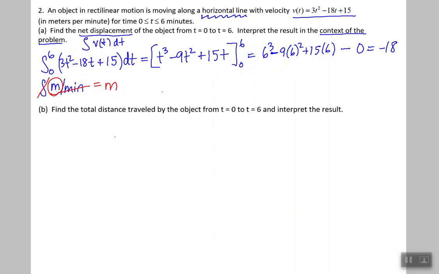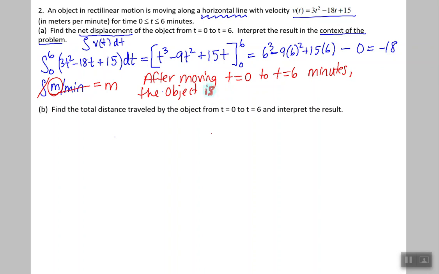So we would say that on this interval, time 0 to time 6, the object will have moved 18 meters, and the negative represents the horizontal position going to the left. So we could say something like, after moving from t equals 0 to t equals 6 minutes, the object is 18 meters to the left.